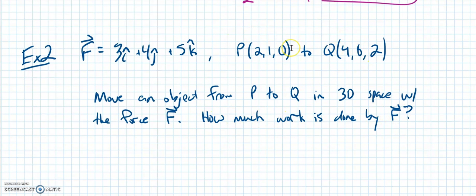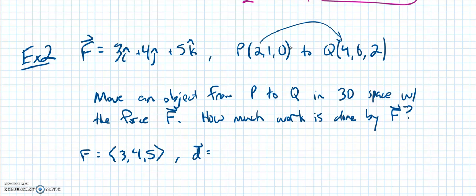Well, F is equal to <3, 4, 5>, and my distance vector is equal to, what's that change in x from there to there? It's 2. So 4 minus 2. And then 6 minus 1 is equal to 5. And then 2 minus 0 is equal to 2. So my distance vector is that.